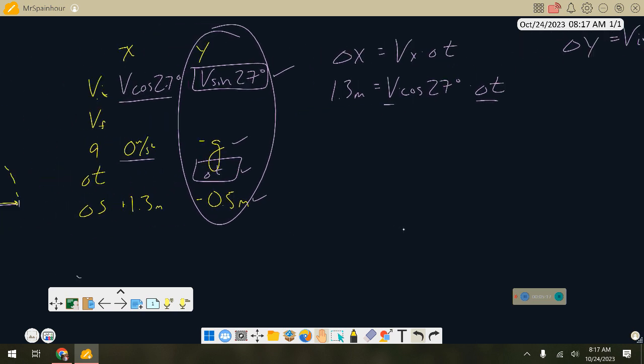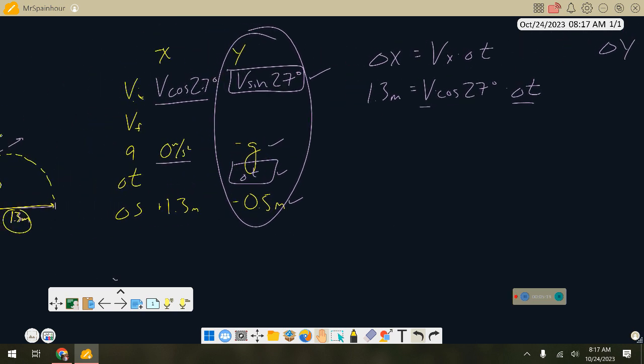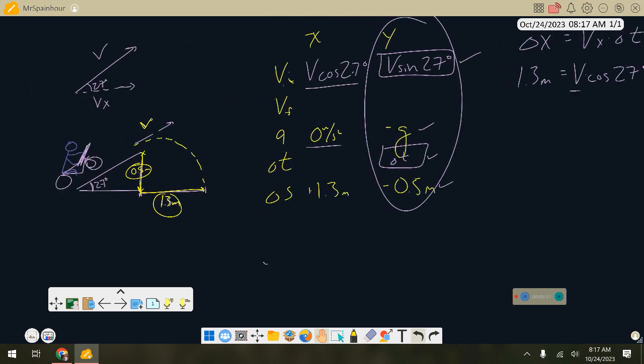However, just to give you a taste of another problem, let's say instead of knowing that this is going to land 0.5 meters below, we knew that it was going to go to the top of its path and it was going to be 0 right there. In which case we wouldn't know this, we would know that, and the equation would be this one.